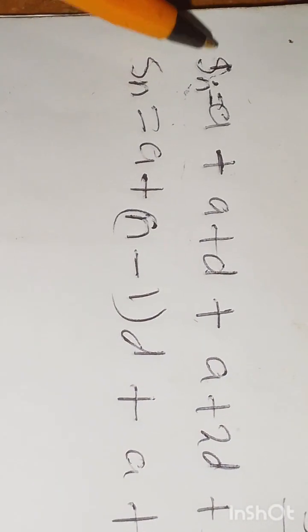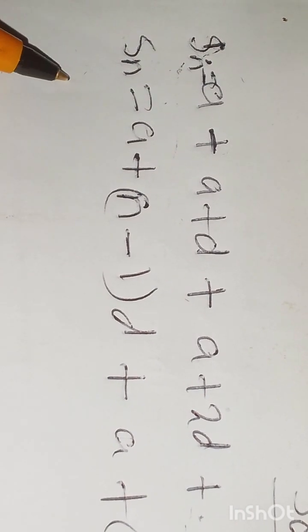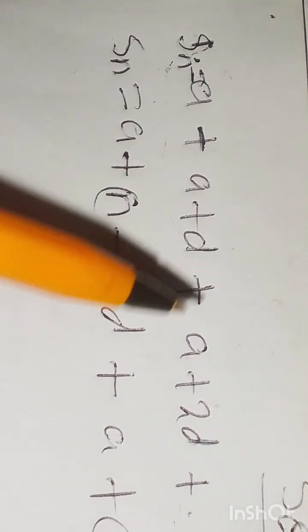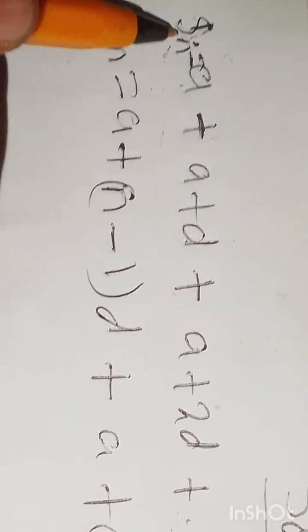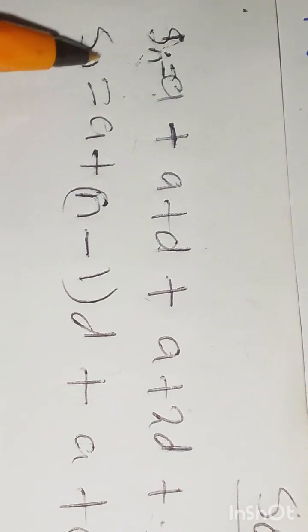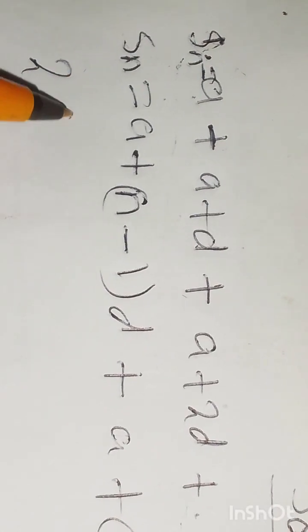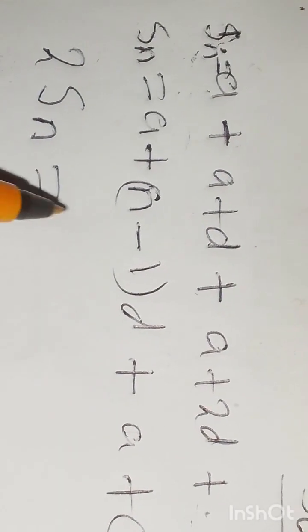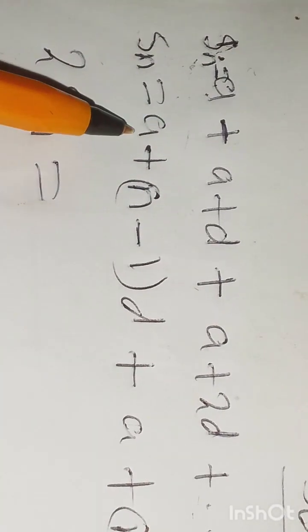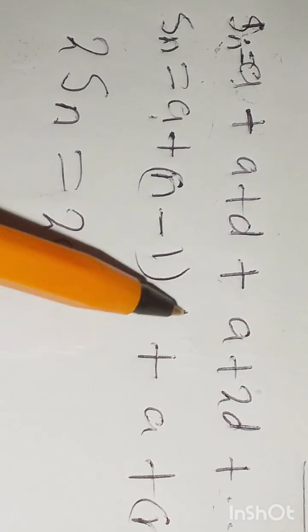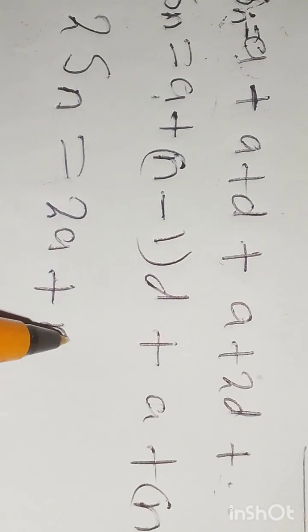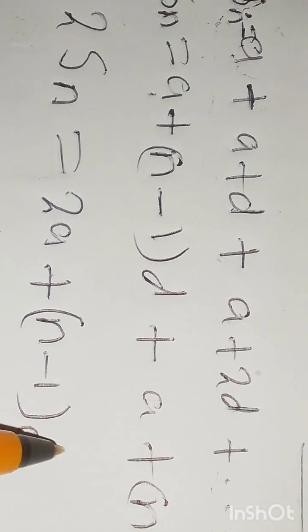So we can add the first term from one equation and the last term from the other, this one and this one, and so on. Let's quickly do that. Let's add the first term and the last term. If you add S of n plus S of n, you are going to have 2 S of n, which is equal to, if you add a plus a, 2a, then plus n minus 1d.